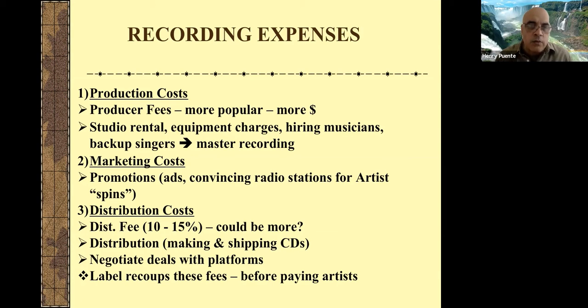So distribution costs. Now that we have all these production costs and marketing costs, we have distribution costs. Just like in the movie industry or television, you have distribution fees. The distribution fees in music are different. They don't charge you as much. It's about 10 to 15% that the distributor will charge you. Could be a little bit more, 17, 18, 20, or a little bit less, 8 or 7. It's kind of all over the place, but generally speaking, the range is between 10 to 15%. Whatever money is collected by the distributor, they keep 10 to 15% of that off the top.